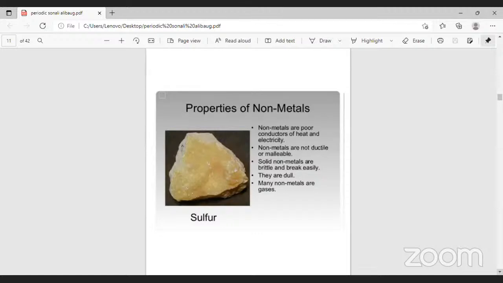What is this ductile and malleable? We can make long wire or flat surface out of that. With the help of these non-metals, we can't make wires or flat surfaces. With the help of metals, we can. So metals are malleable and ductile, but non-metals are not ductile and malleable. Solid non-metals are brittle and break easily. Okay, they are dull in color. Many non-metals are gases.